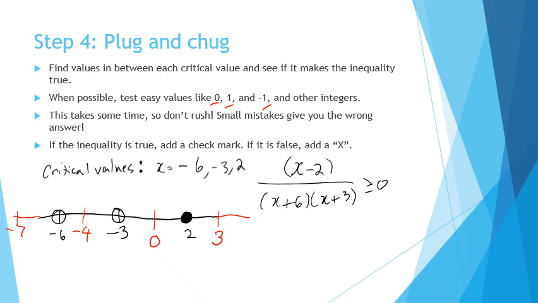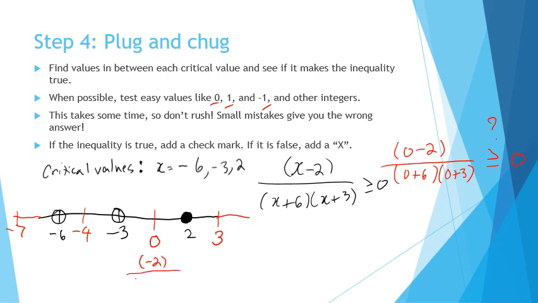So let me show you with, let's do 0 first. What we actually want to do is plug 0 into this equation. So this is going to become (0 - 2) over (0 + 6)(0 + 3). And then we want to see, is this inequality true, where this is greater than or equal to 0? Is this true? So plugging 0 in the numerator you get -2.